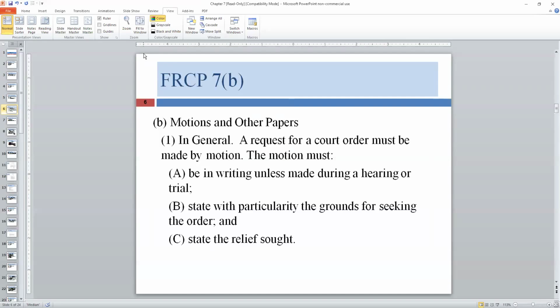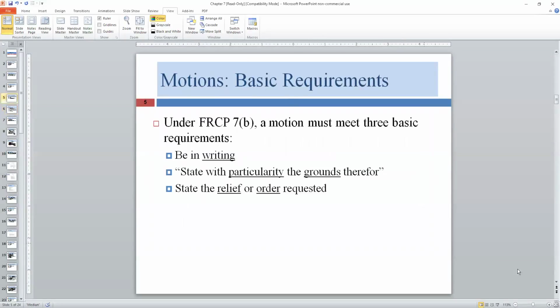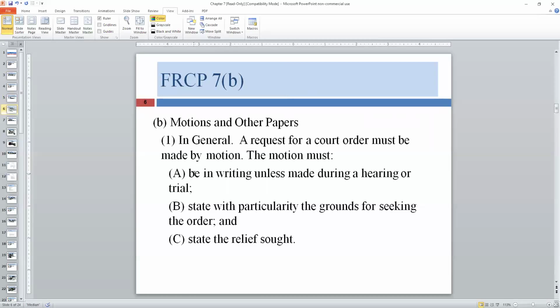So here we have it. We're in Rule 7B, Motions and Other Papers. In general, a request for a court order must be made by motion. The motion must, and here we see there's 3 items, just like we talked about 3 items over here. They're going to track very nicely. So what must the motion contain? Well, it must be in writing unless made during a hearing or at trial. It must state with particularity the grounds for seeking the order, and it must state the relief sought.